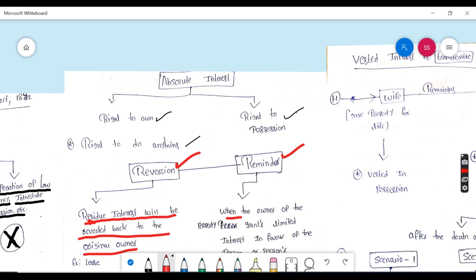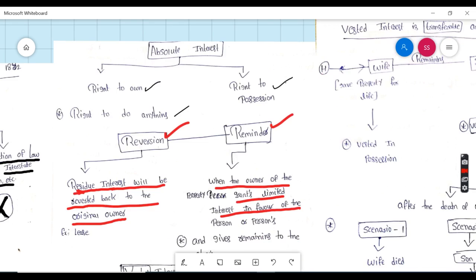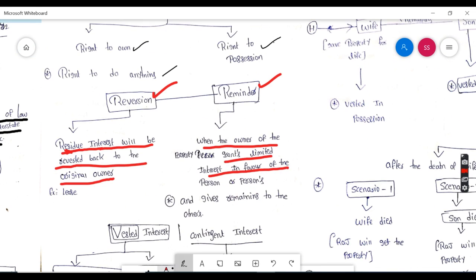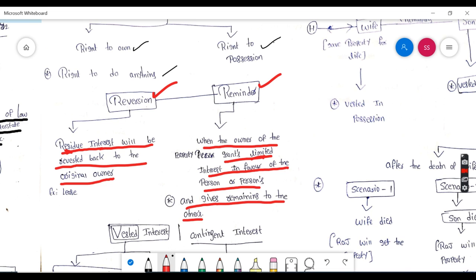When the owner grants limited interest in favor of another person. So owner is here husband. Husband transferred land to wife for her life. So owner gave only limited interest. What is that interest? She can enjoy the land, but apart from that, she cannot transfer the land to somebody, or she cannot sell the land. So she has only limited interest, and then whatever the remaining, he gives to the others. In our case, it is son.